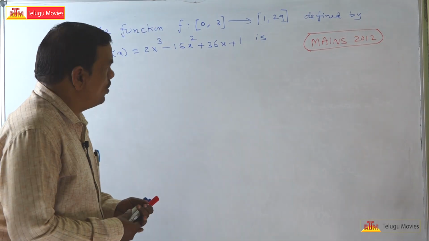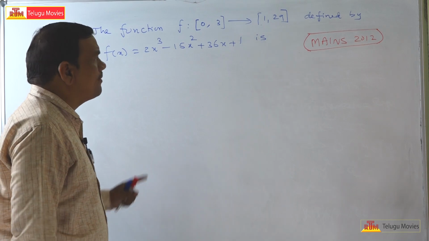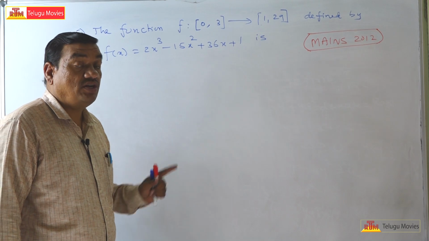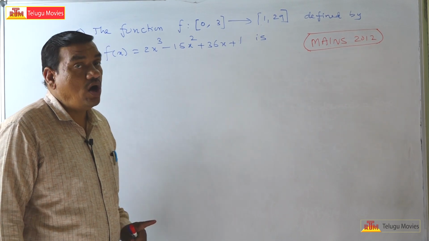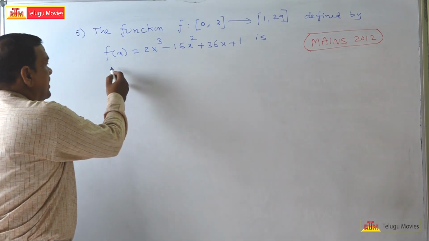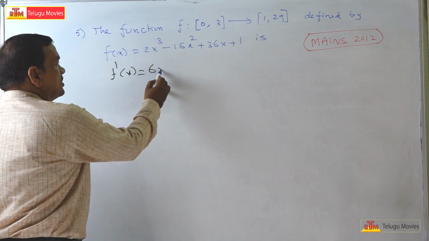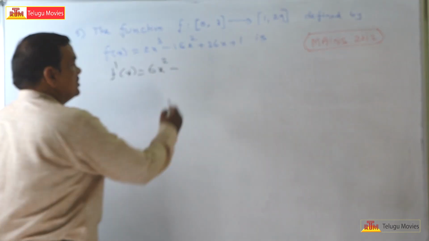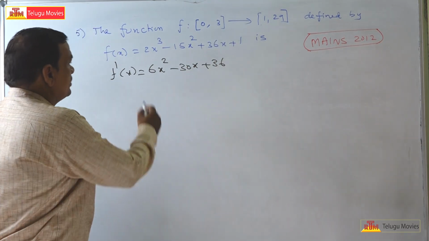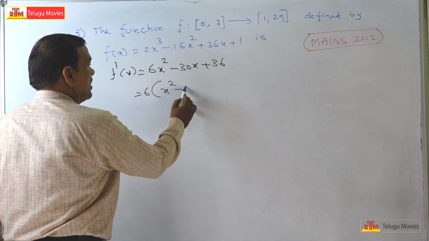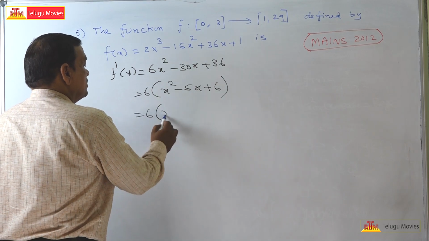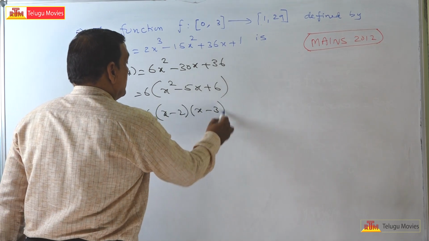As I told just now, to check whether the function is one-one, its derivative should be either strictly greater than 0 or strictly less than 0; both should not happen simultaneously. So let us find the first derivative: f'(x) = 6x² − 30x + 36. Taking 6 common, this is 6(x² − 5x + 6), which equals 6(x − 2)(x − 3).